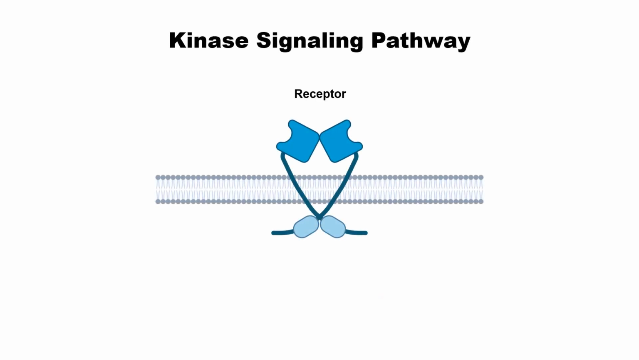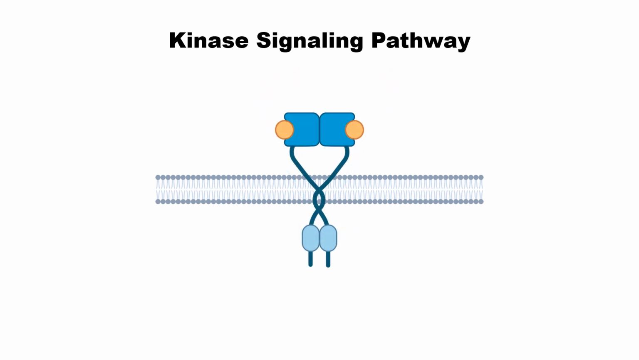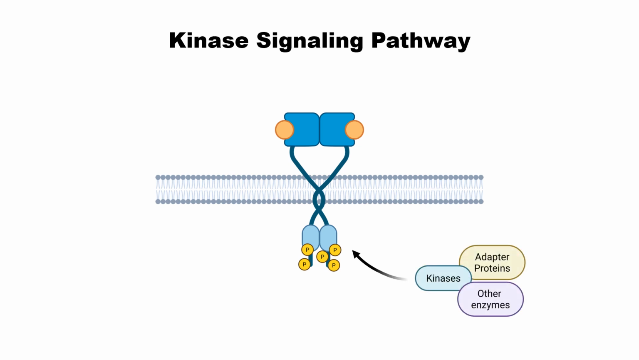In the kinase signaling pathway, when the ligand binds to the receptor, this binding event can change the conformation of the receptor. An intracellular component usually has kinase activity, and it generates lots of phosphorylation events. And this phosphorylated motif can be the anchor for many different kinases or enzymes or adapter proteins.